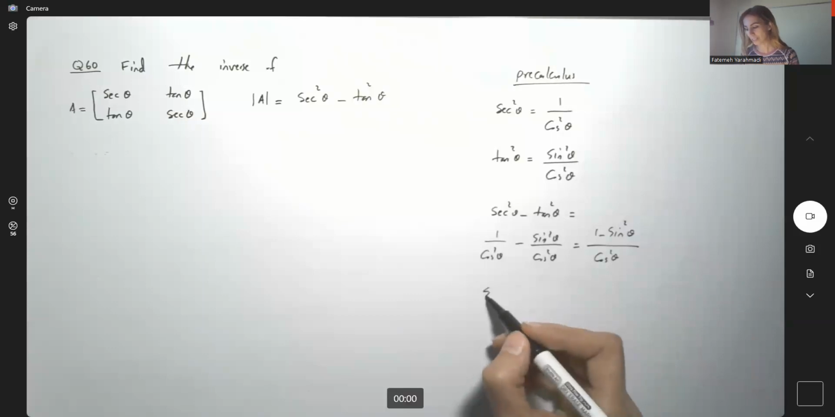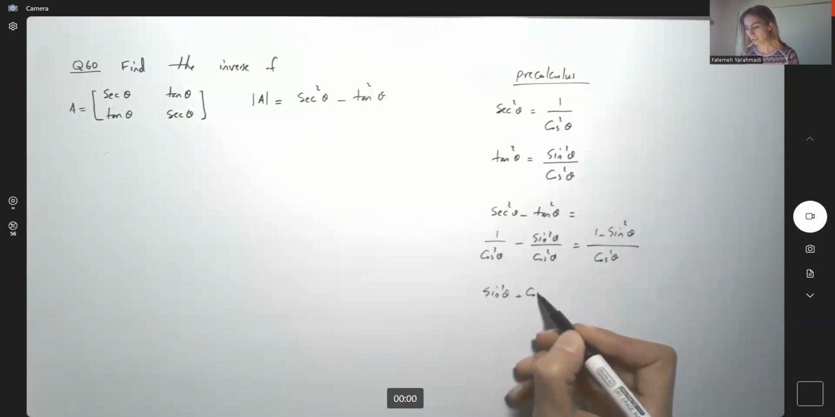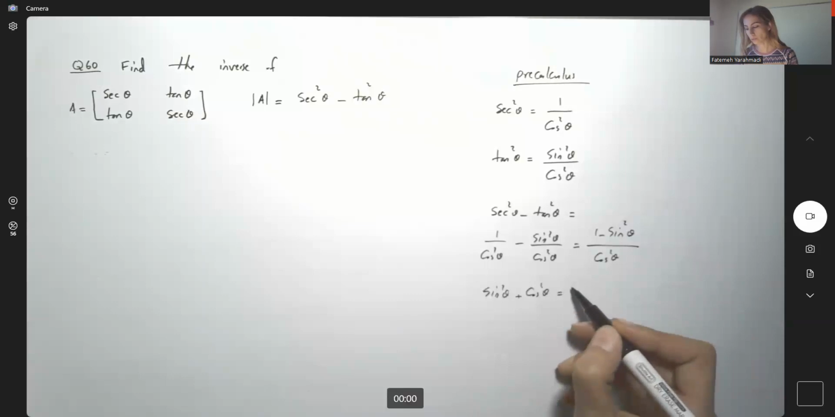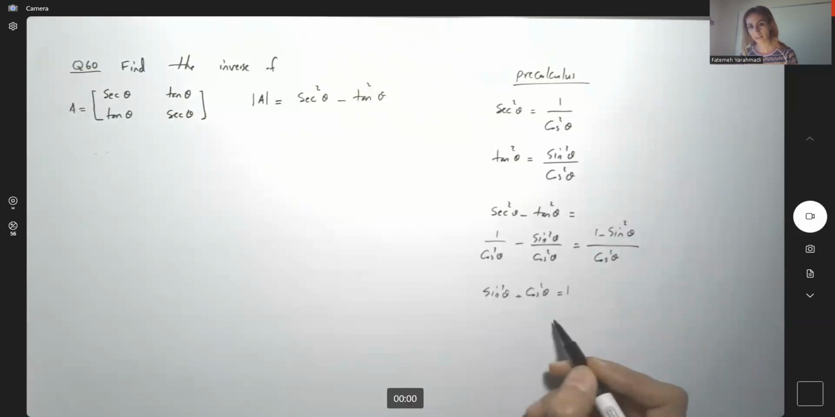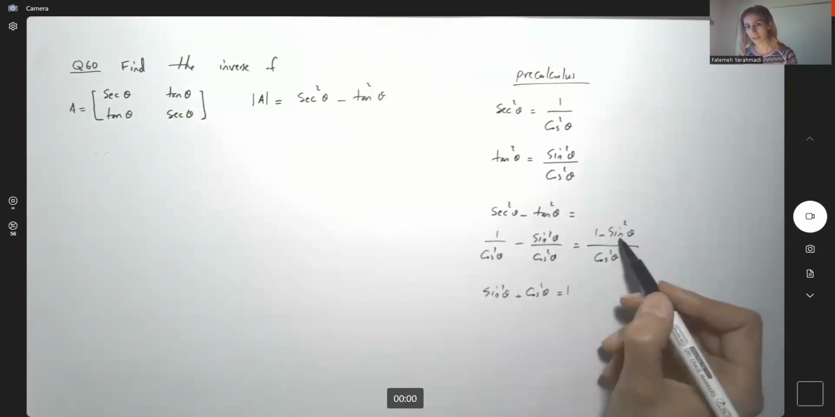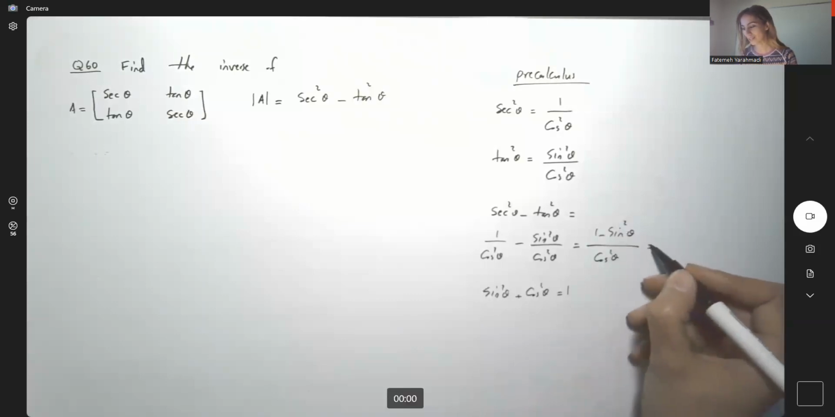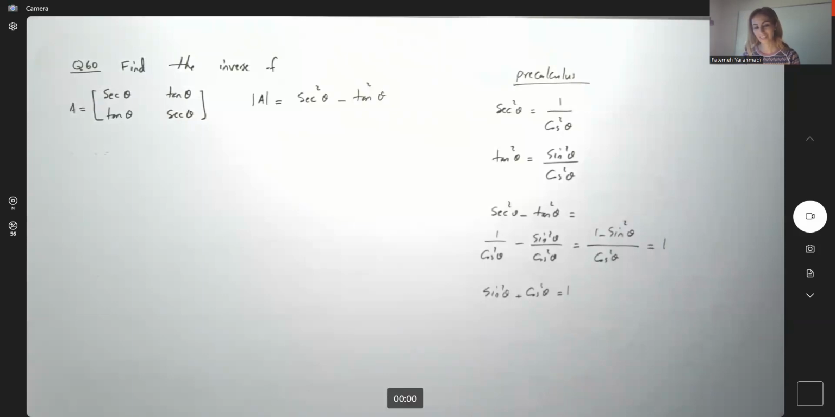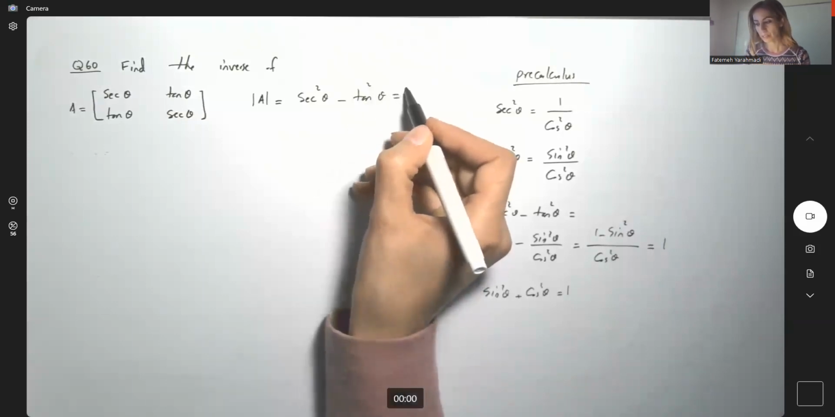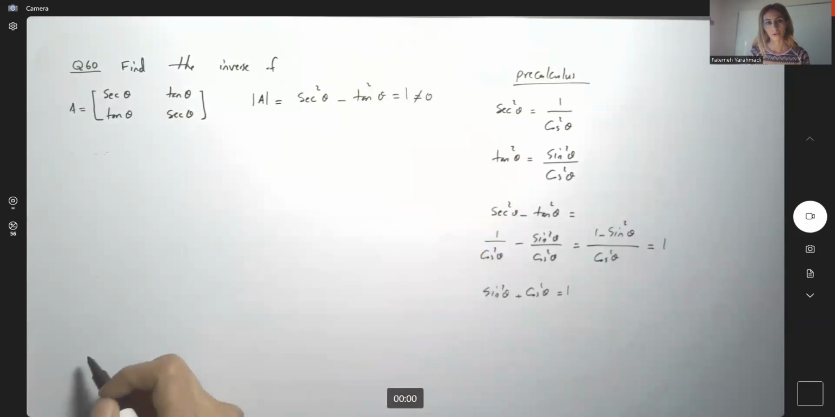But we know that sine squared of theta plus cosine squared of theta is equal to 1. The trig identity: cosine squared is 1 minus sine squared. So this numerator is nothing but cosine squared, and so this is just 1. As you can see, the determinant is 1 and it is non-zero.